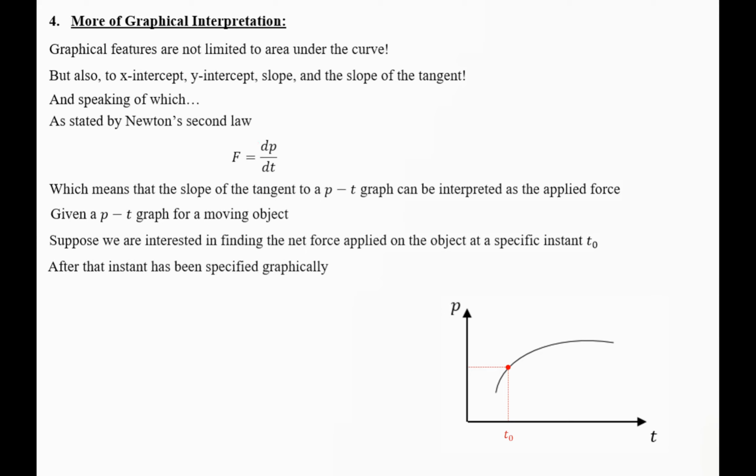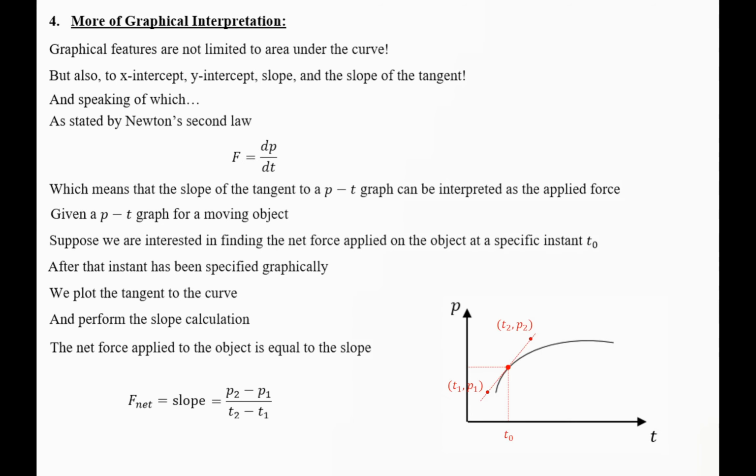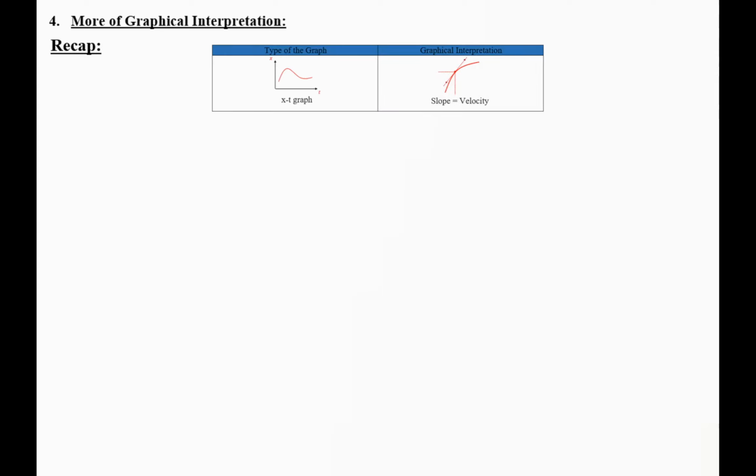After that instant has been specified graphically, we plot the tangent to the curve and perform the slope calculation by choosing two points. This is the first point, and that's the second point. Then the net force applied to the object is equal to the slope, which is p2 minus p1 over t2 minus t1. Okay. Now recap.